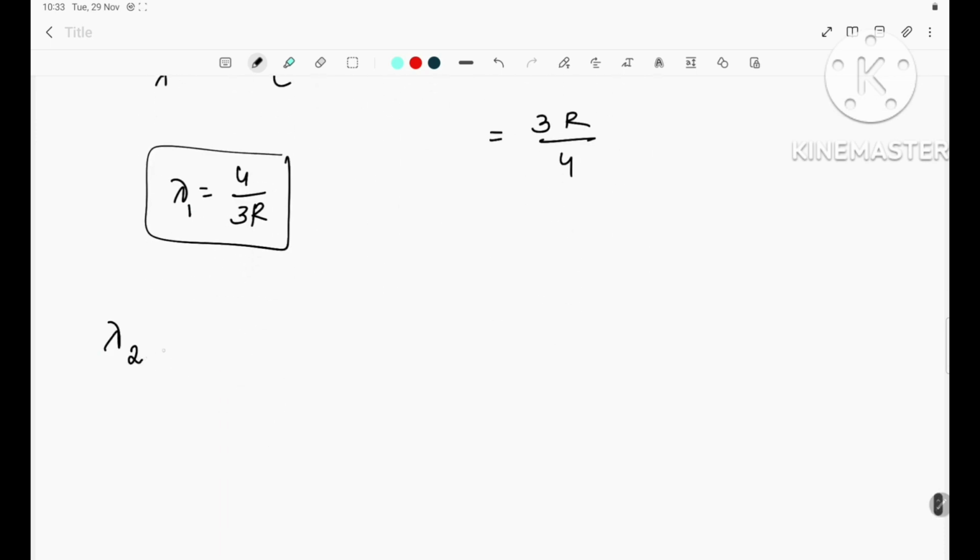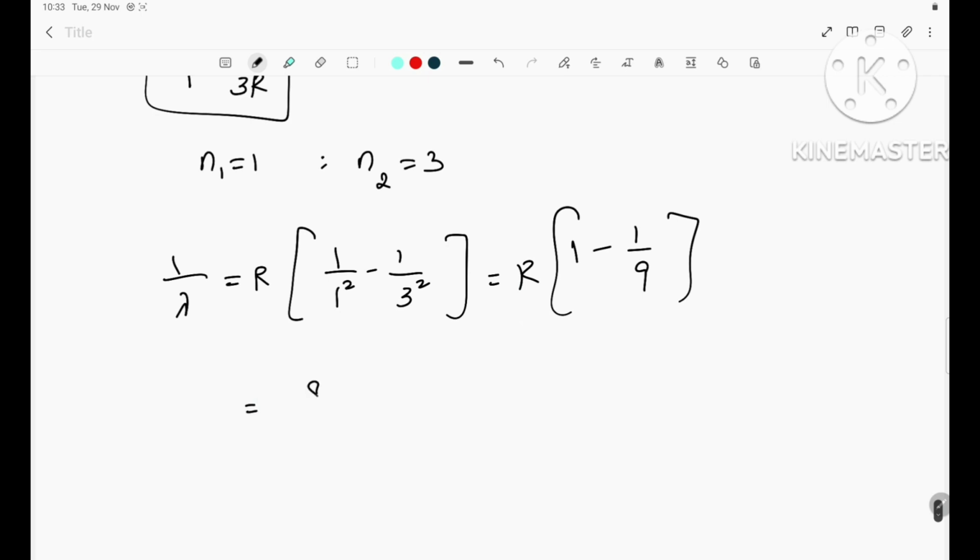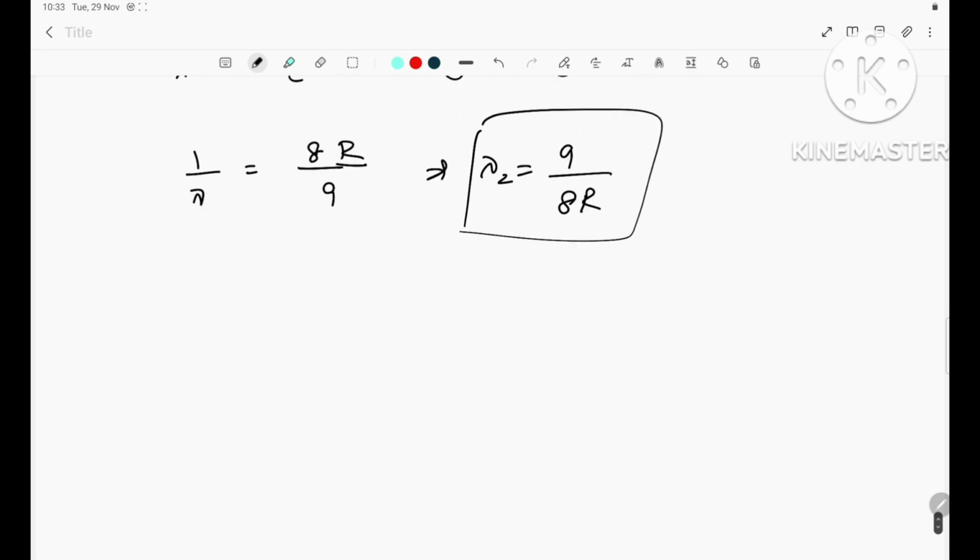Okay, now the second wavelength in the Lyman series will be from n1 equal to 1, but it will jump from third orbit. Okay, so in that case 1 by lambda is equal to R into 1 by 1 square minus 1 by 3 square, which is 1 minus 1 by 9 into R, right? So 9 minus 1 is 8 by 9 times R. So your lambda, second wavelength in the Lyman series, will be 9 by 8R. Clear? So you can substitute for the values, we'll do it in the end.